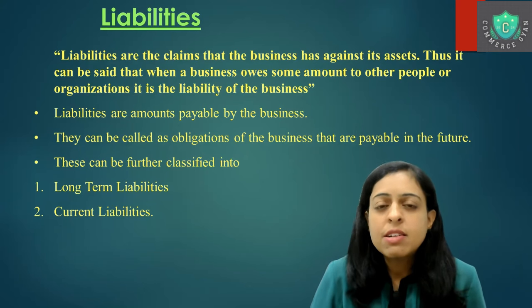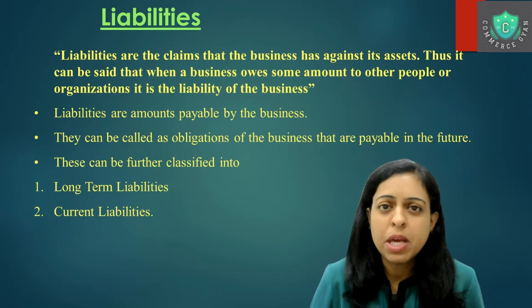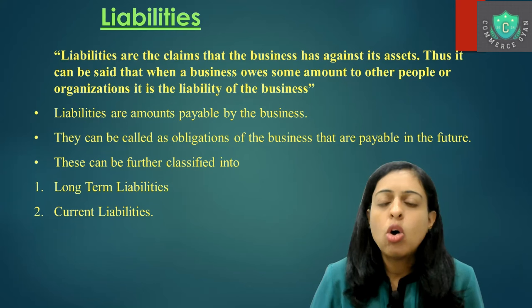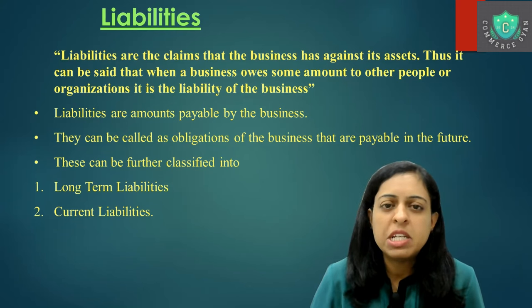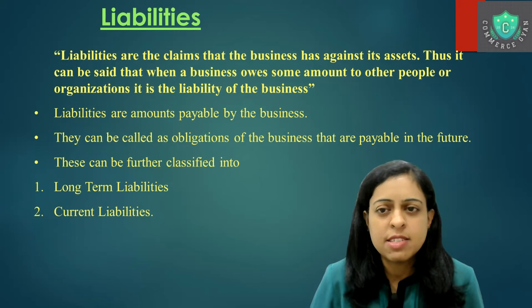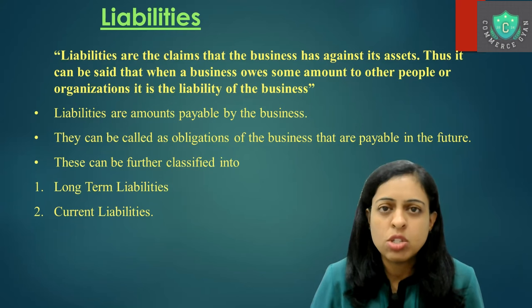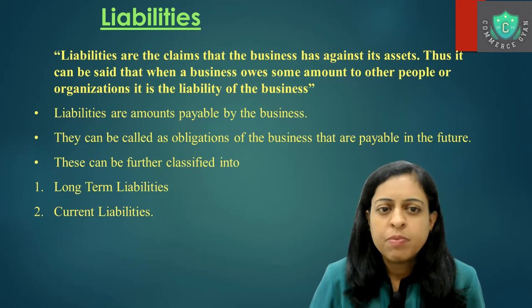I have to pay electricity bills. I have not paid it. It's a payable of my business. The payable becomes the liability. So liabilities are amounts the business has to pay off to people or organizations, right? If you look at the definition, liabilities are claims that a business has against its assets. Thus, when a business owes some amount to other people or organizations, it becomes a liability to the business. Fine.